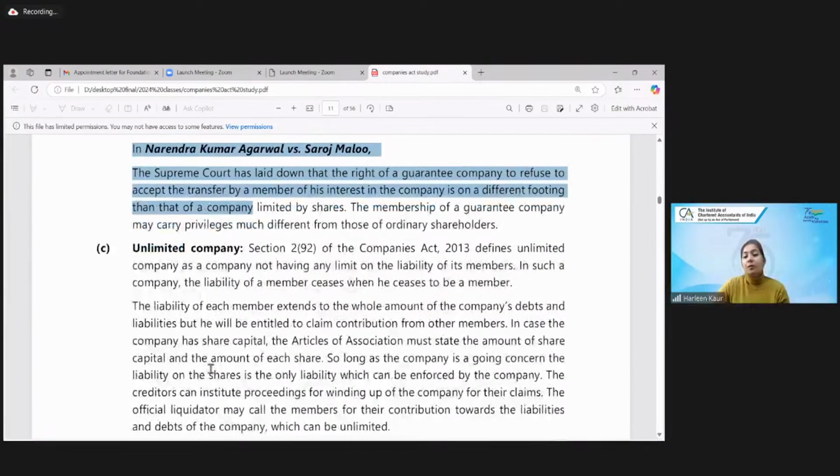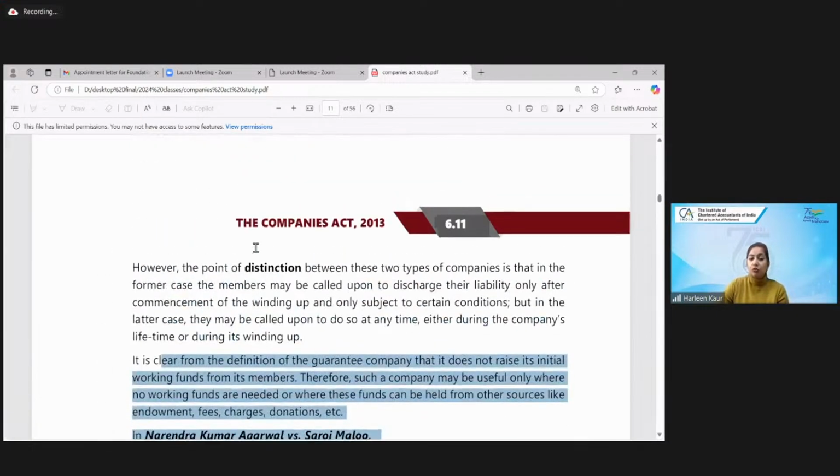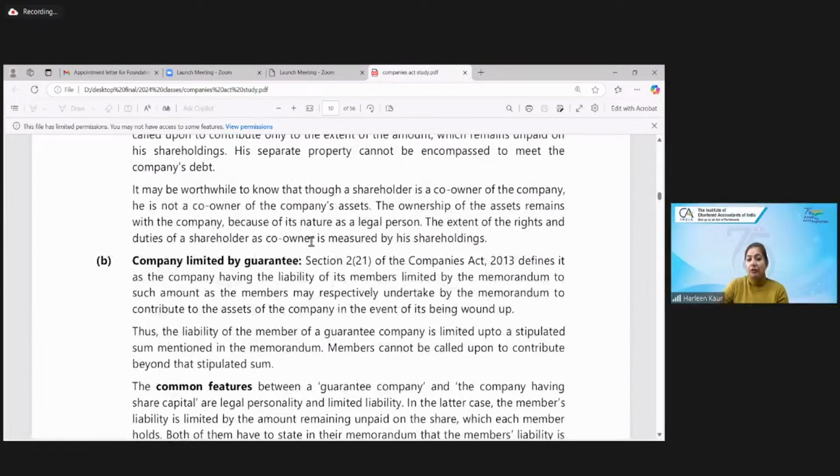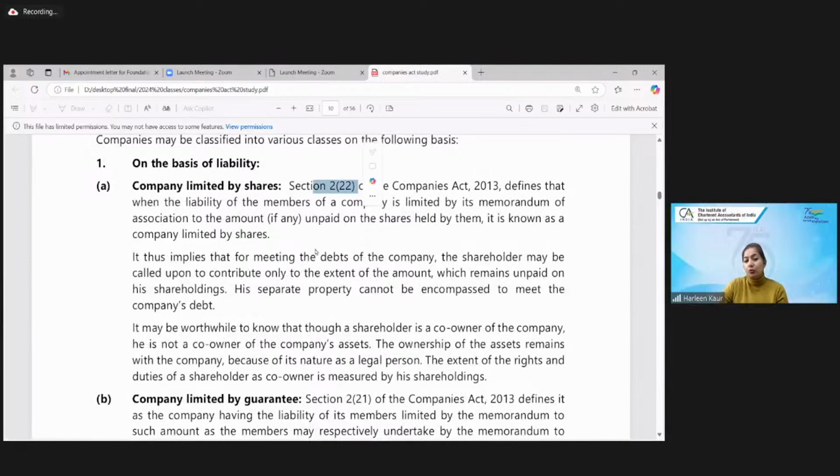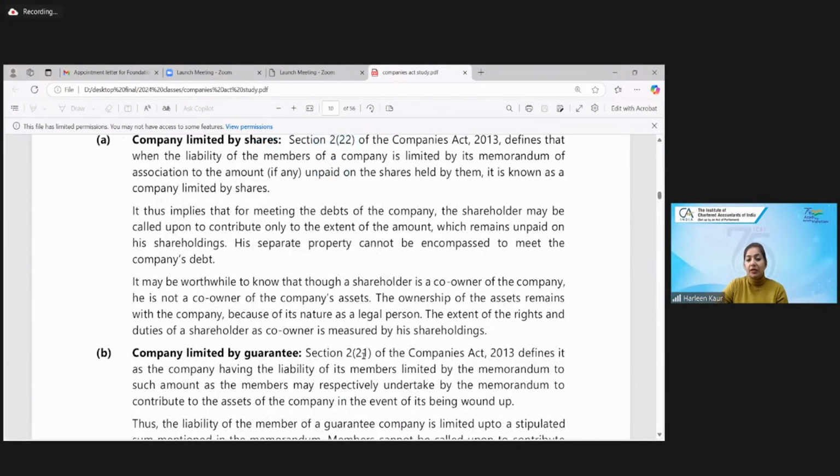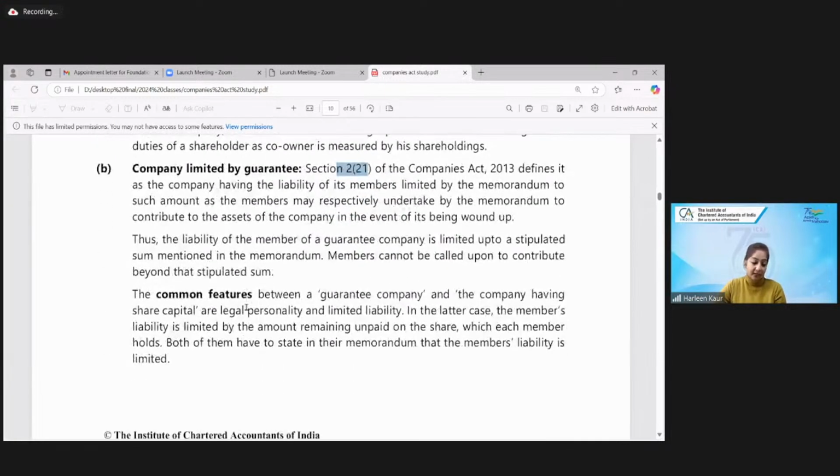So now we talk about the unlimited liability. What is the unlimited liability company? So the Companies Act gives you the privilege of setting up the company limited by shares also, company limited by guarantee also. Section 2, clause 22 says company limited by shares. Section 2, clause 21 talks about company limited by guarantee. Mr. Pavan Kumar and Satyam Dubey have also written that they have cleared and understood clearly.